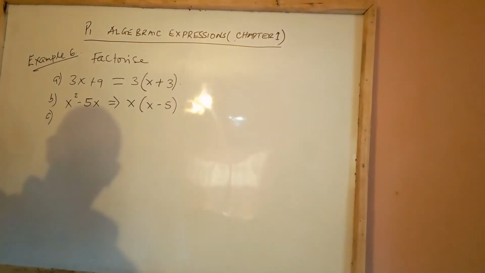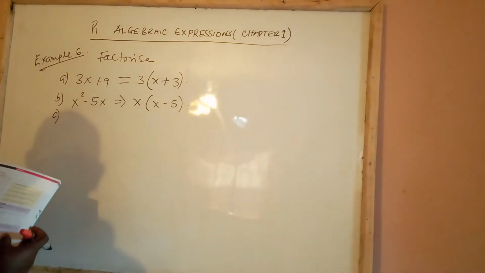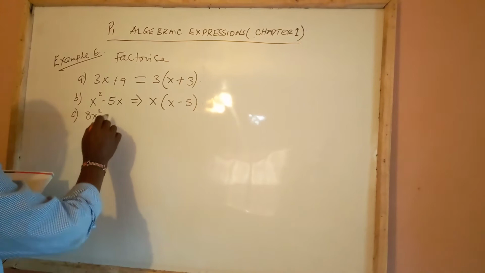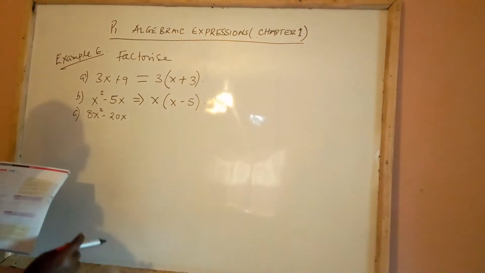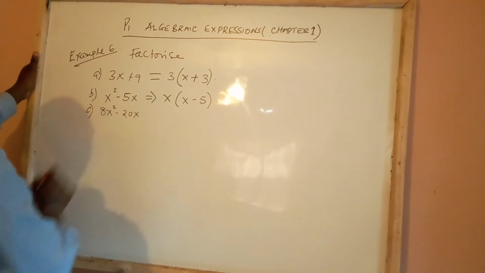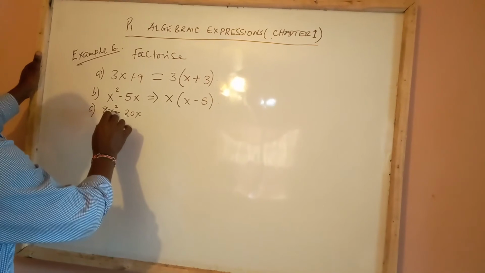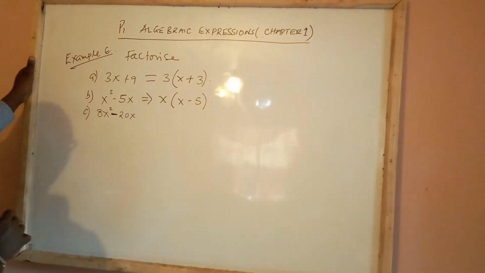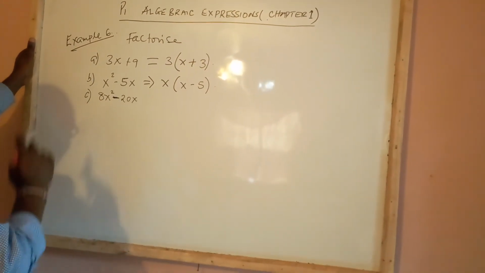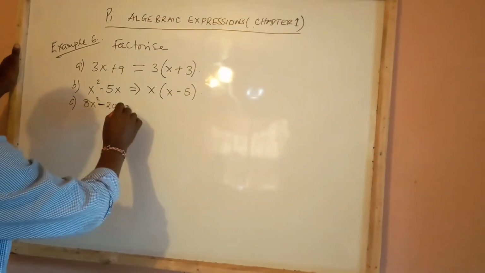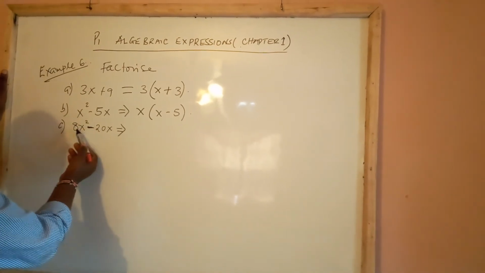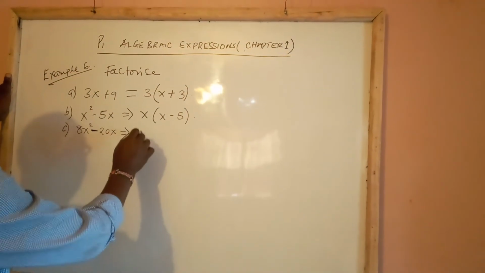Let's look at part C: 8x squared minus 20x. Again, this is not a difference between two squares. We are not going to be quick to talk about difference between two squares, though at an advanced level we can still approach it with that idea. But for now, we are simply doing factorization, whereby within the whole numbers 8 and 20, 4 is common.